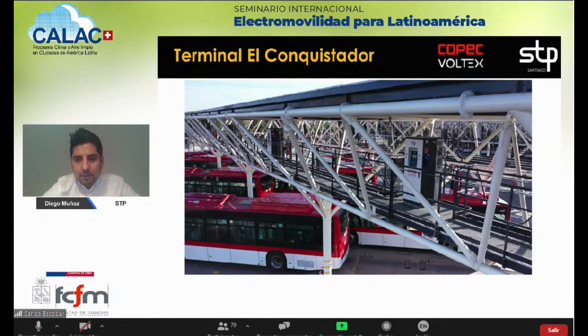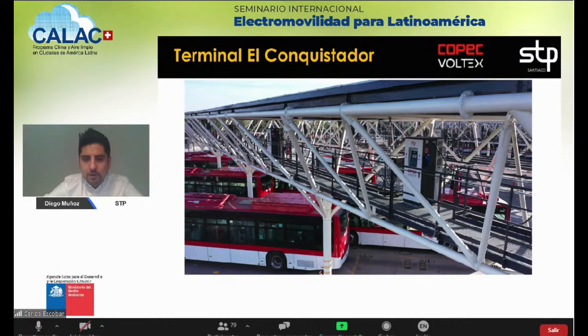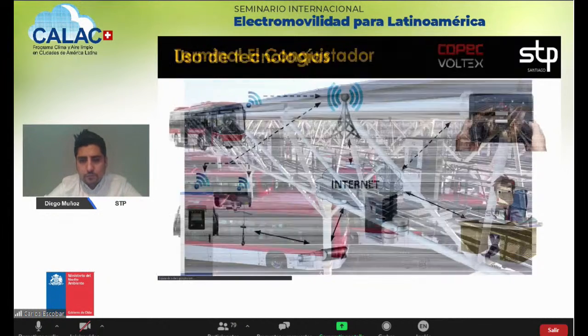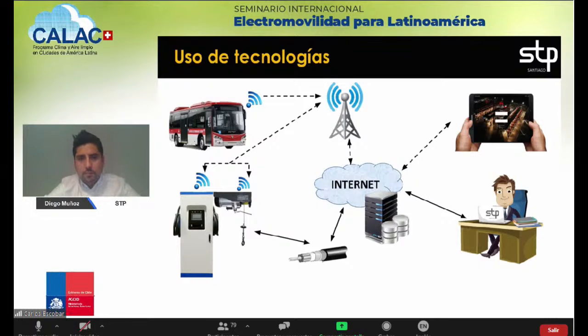So how does it look? Like this. It's very similar to the drawing. The chargers are here. And there are other types of complications here because we need to use technology to optimize the chargers and the charging maneuvers. And for that, we use, of course, technology, as I mentioned before.